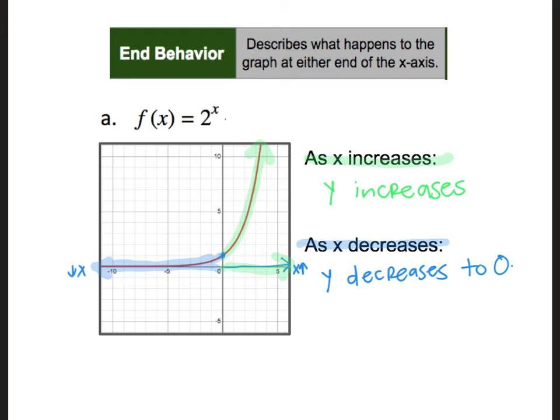It goes down and down and down. It gets closer and closer and closer to 0. So y decreases to 0. And that is your end behavior. Again, you're just telling me what's happening with your y values. Are they getting bigger? Are they getting smaller? Are they getting close to a certain number?